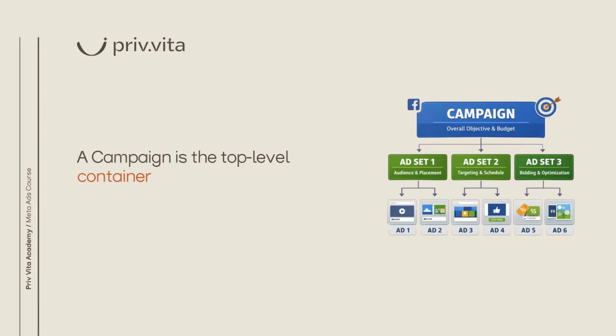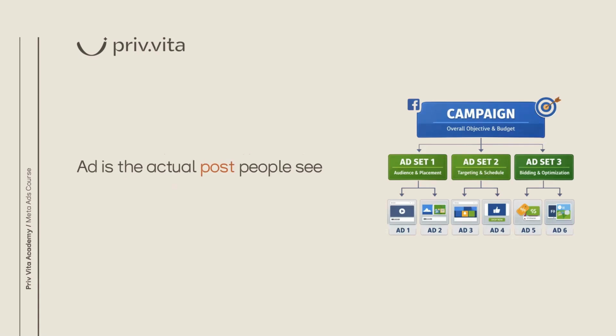By the way, before we dive into the campaigns, ad sets, and ads in detail, let's quickly summarize what they are. A campaign is a top level container where you choose your overall goal, like sales, leads, or traffic. An ad set is where you decide who sees your ads, the audience, placement, or the schedule. And an ad is the actual post people see, your images, videos, text, headline, and call to action.